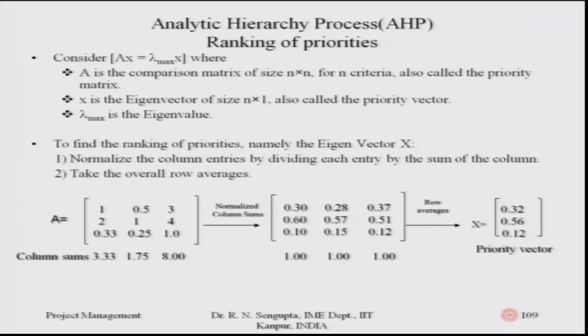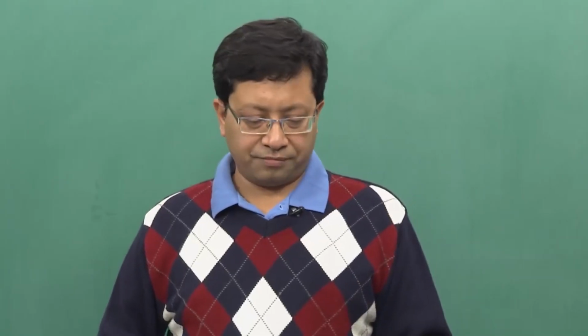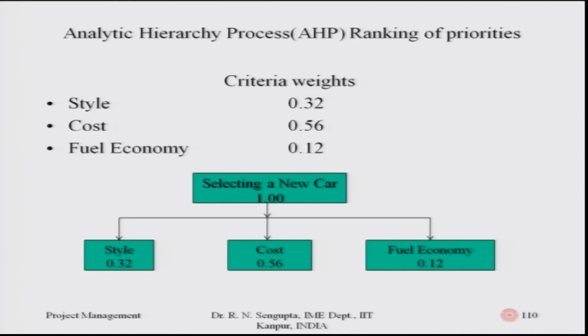Having said that, it is also possible to do the row sums and do the normalization accordingly, which means that rather than finding the sums along the column, you can do it along the row, normalize it, and then get the values of the priority vectors. But we will stick to whatever we are doing now.